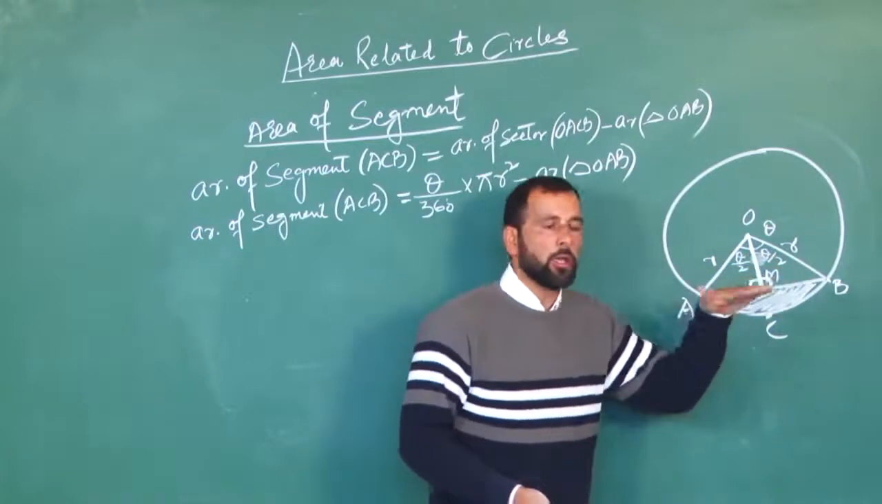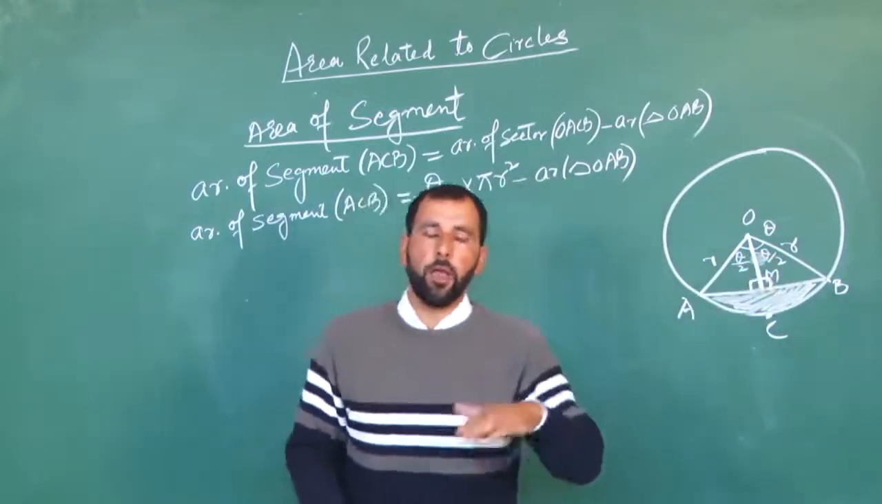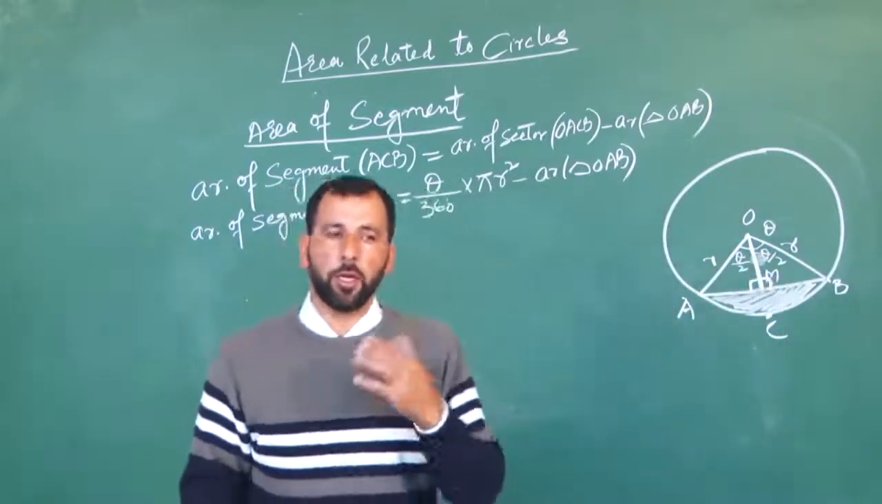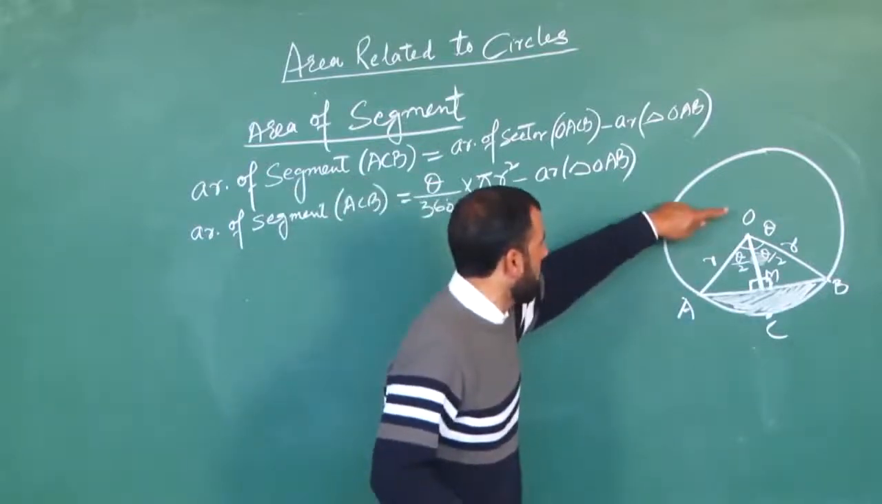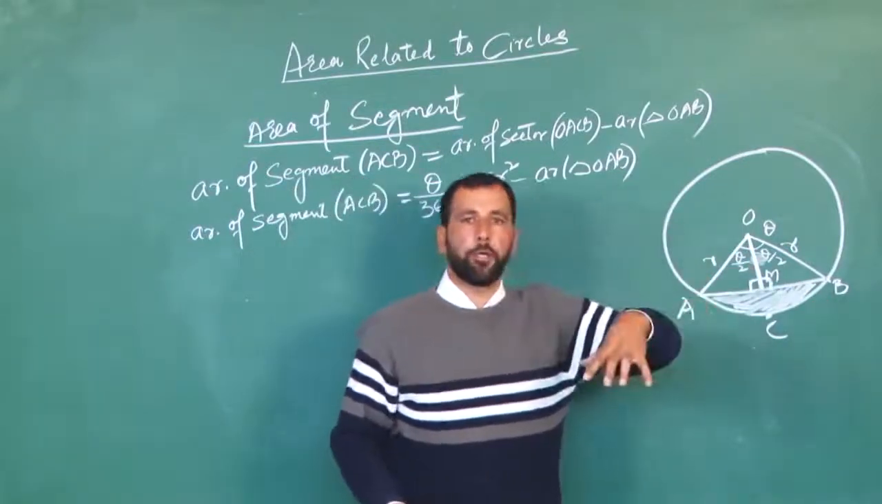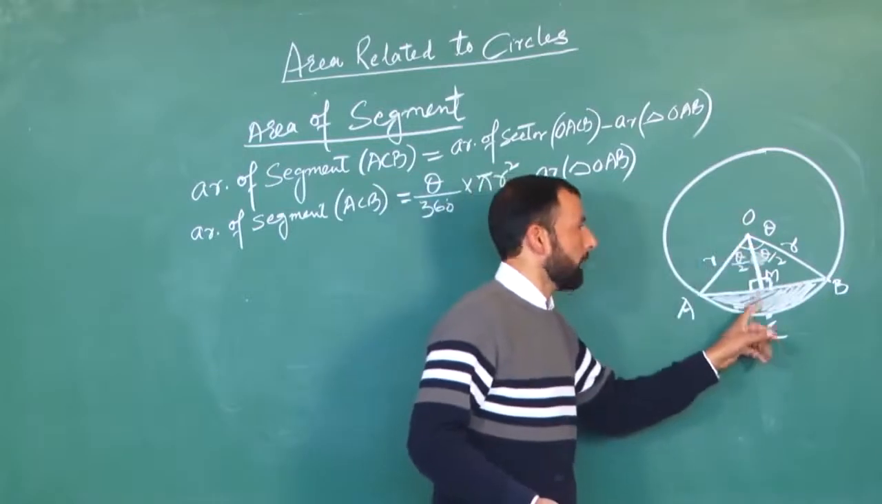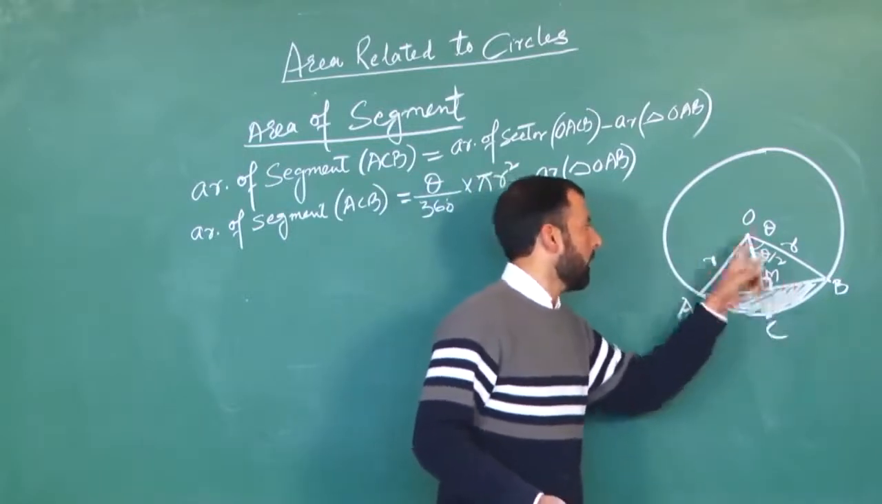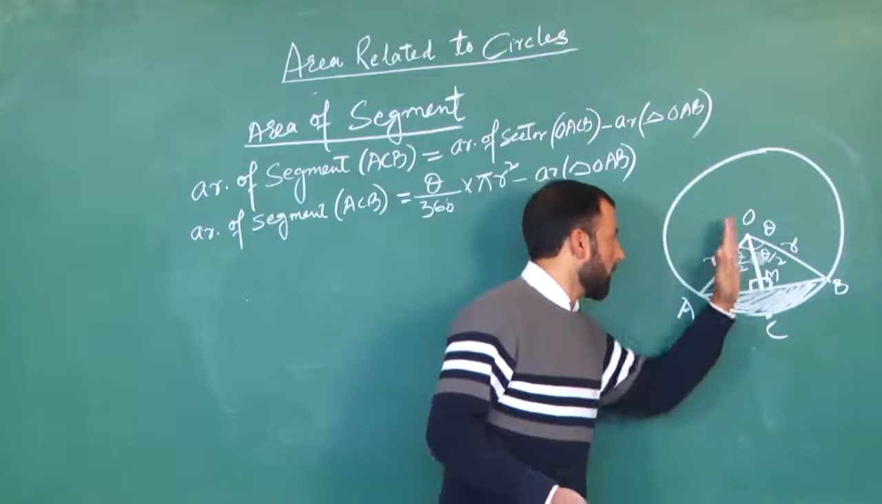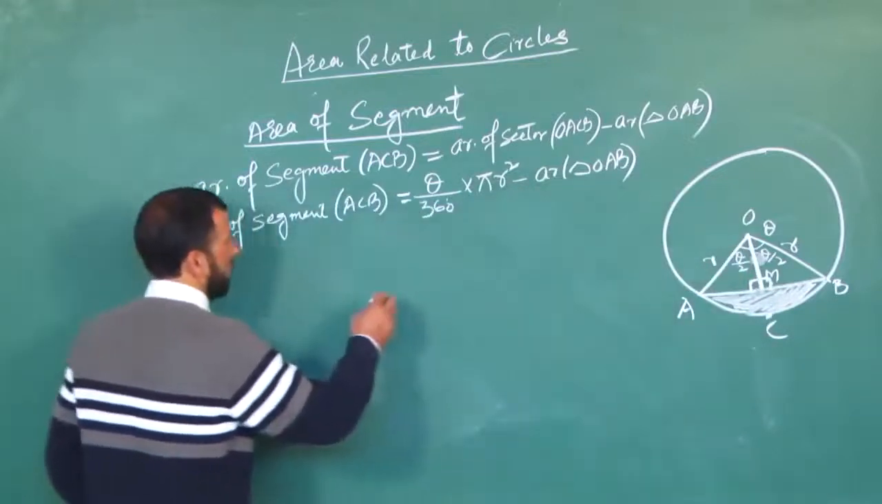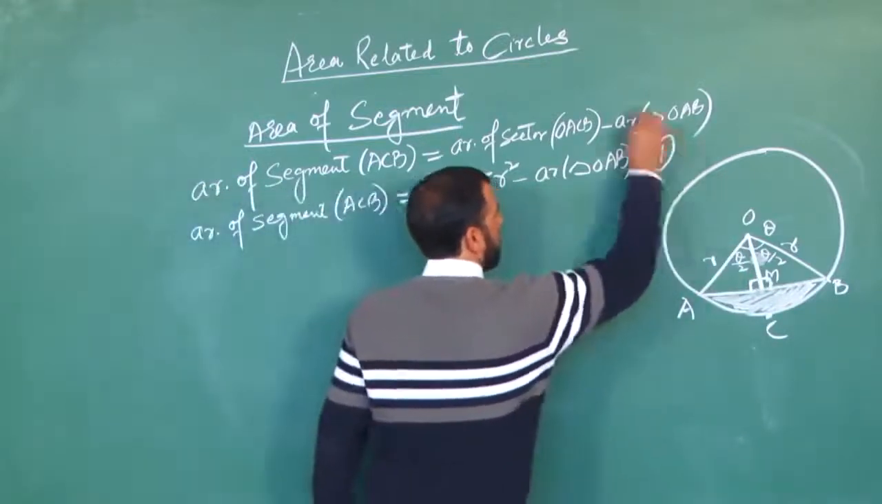For this triangle, we should find the base and altitude. Clearly, the base is side AB, and the altitude is OM. We have to find the base AB and the altitude OM. We call this equation the first one.